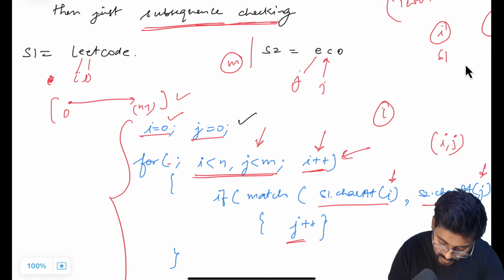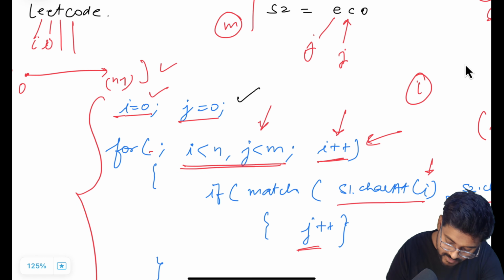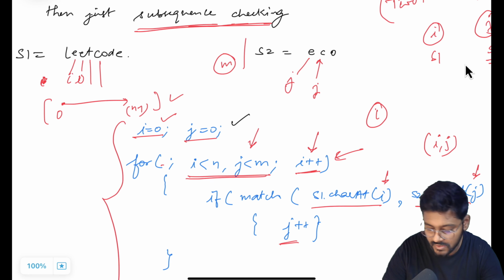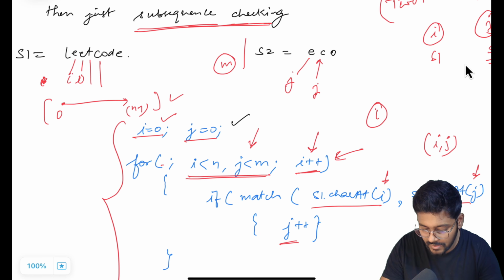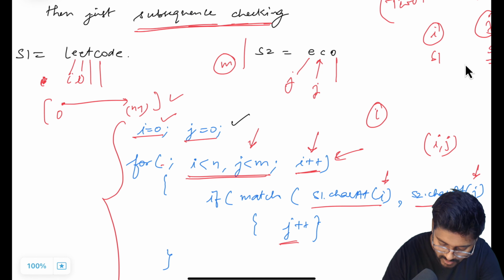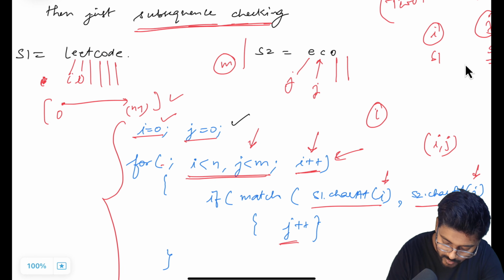Now i is pointing to E and j is pointing to C. E and C are not same. Then I will only increment i. j will remain same. Now character at i is T and at j it is C. It is also not same. I will increment i. Next iteration. Then C and C. Character at i is C, character at j is C. Both are same. Increment the j pointer as well. j pointer is incremented. i pointer is also incremented. O and O. They are also matching. Increment both of these pointers.